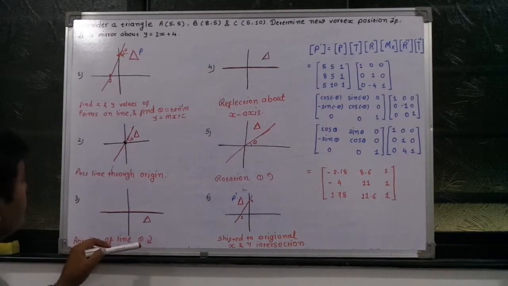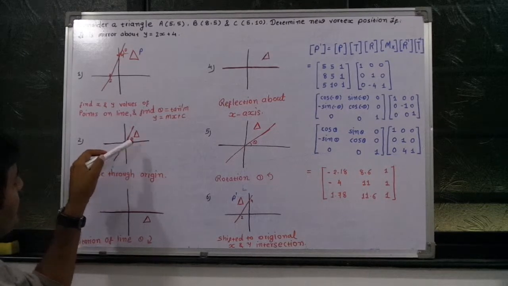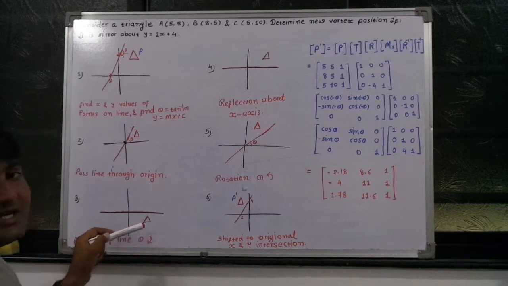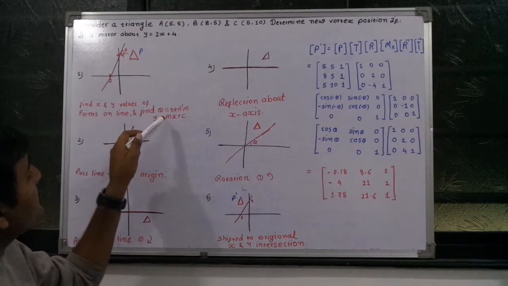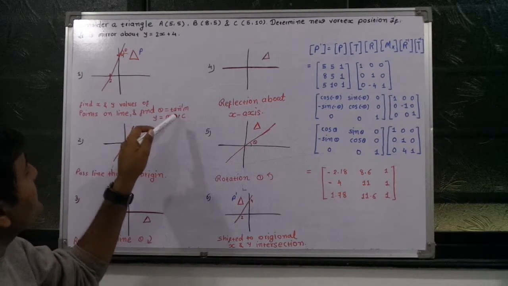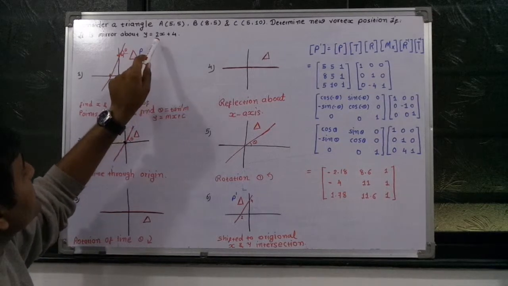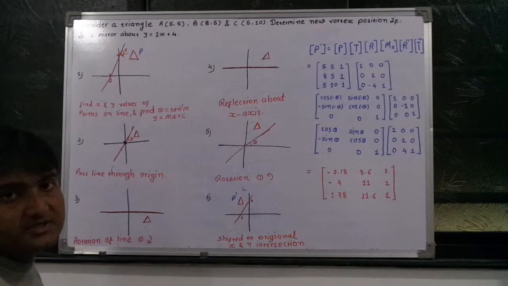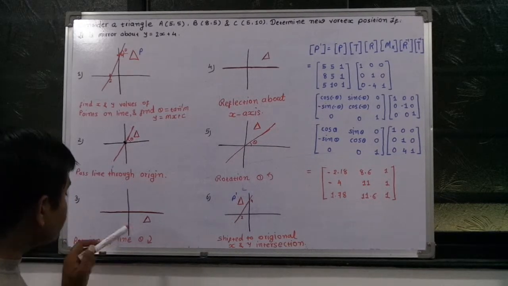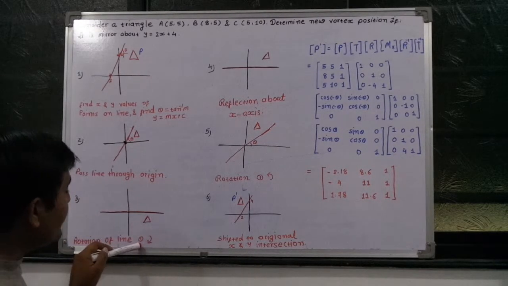Now the rotation is clockwise, correct? Clockwise rotation means theta is negative. How to find theta? Theta is equal to tan inverse m, where m comes from y = mx + c. I am comparing this equation with that equation. M is equal to 2, so theta is tan inverse 2, which is around 63 degrees, and the rotation is in a clockwise direction.